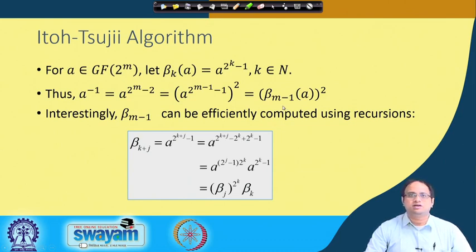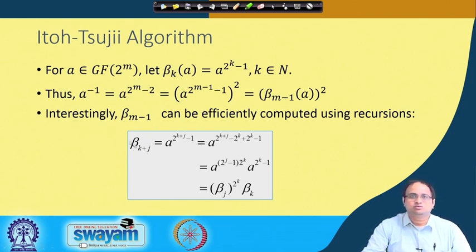This beta m minus 1 interestingly can be computed using a nice recursive formulation. I can write beta k plus j, which is some position in the addition chain, and express it in terms of beta k and beta j. So I derive beta k plus j, which is a higher beta value, from the smaller beta values, and therefore I can do it efficiently.